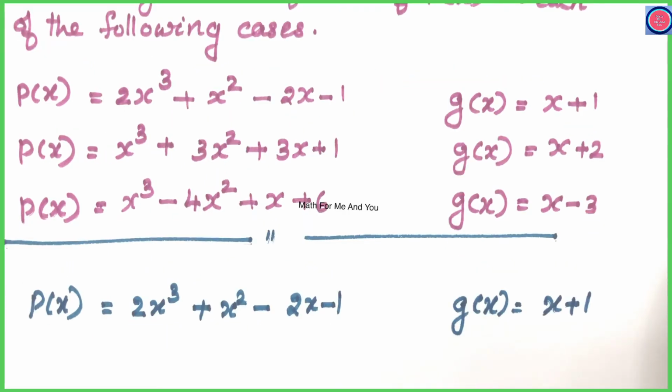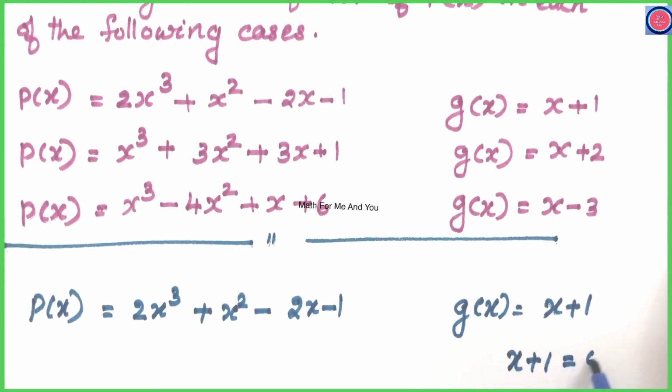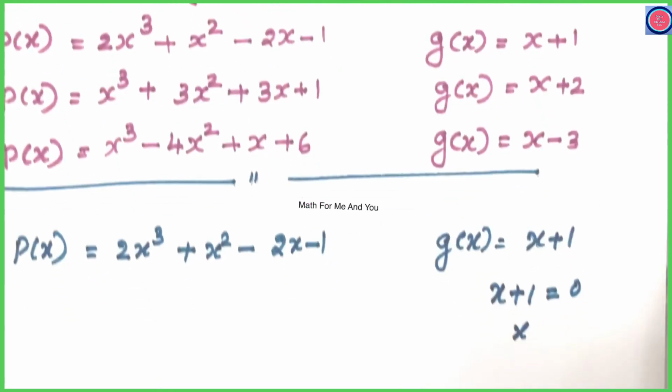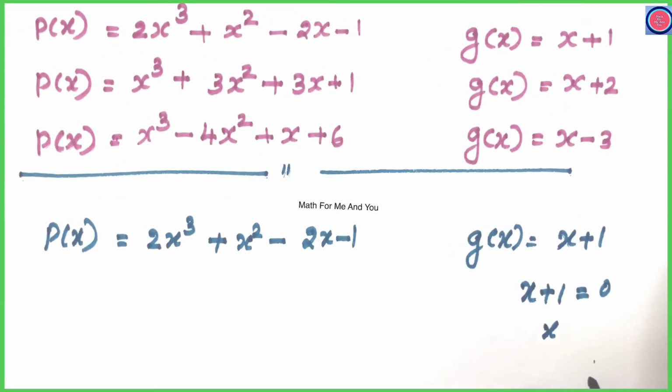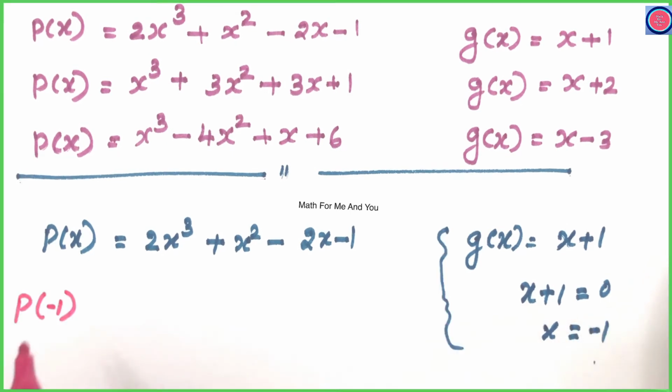Consider the first polynomial p of x and corresponding g of x. First of all, we will take g of x, the linear factor, equated to 0. From here, find the x value. x plus 1 equals 0 means x is equal to minus 1. Once we get the x value, we can substitute in the given polynomial p of x. Then we can find what is p of that value. Here x equals minus 1 we are getting, so we are going to find p of minus 1. Substitute minus 1 in place of x.